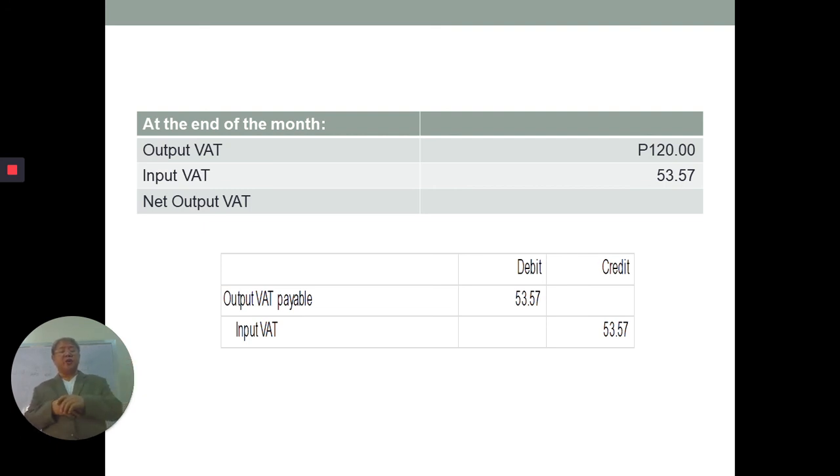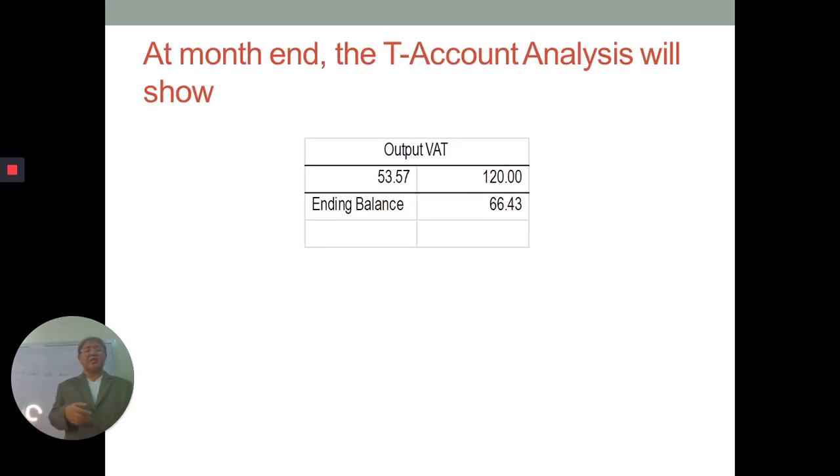So what will happen after this entry? We now have the T-account analysis for the output VAT. It's showing a net output VAT of 66.43 pesos for this company. So what they will do is remit this on the 20th of the following month. As of month end, this may be shown as part of the current liabilities of the company, as output value added tax.